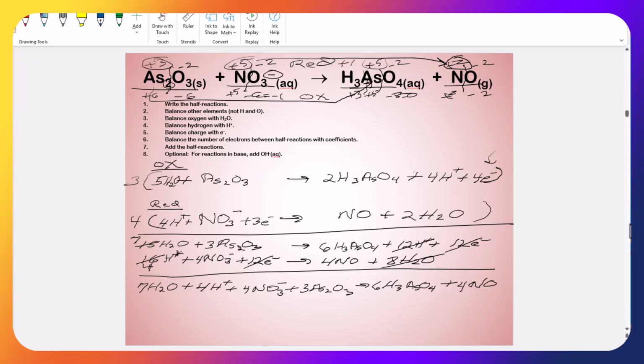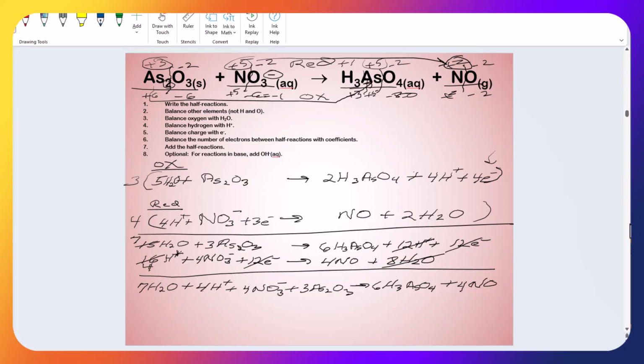Let's make sure it's still balanced. 7 times 2 is 14 hydrogens plus 4, that's 18 hydrogens on the reactant side. And over here on the product side, I've got 6 times 3, which is 18 hydrogens. We're good on hydrogen. 7 oxygens plus 4 times 3, that's 12, is 19, plus 3 times 3, that's 9. So that's 28 on the reactant side. 6 times 4 is 24 plus 4, 28 oxygens.